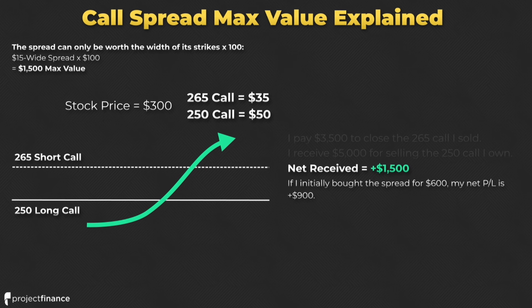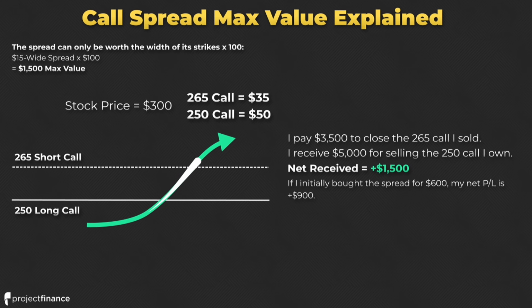So if I initially bought this spread for $600 and its value goes to $1,500, then my net P&L on this trade is going to be a positive $900. So the lesson here is that if you buy a call spread and the stock price goes way above both of the strike prices, the difference in the value of the calls is going to be the difference in their strike prices. So here we can see the 250 call is worth $50, but the 265 call is worth $35. And so there's a $15 difference in their prices. And that's why the maximum price of this spread is going to be $15. But if we multiply that by 100, that means the maximum value of the spread will be $1,500.